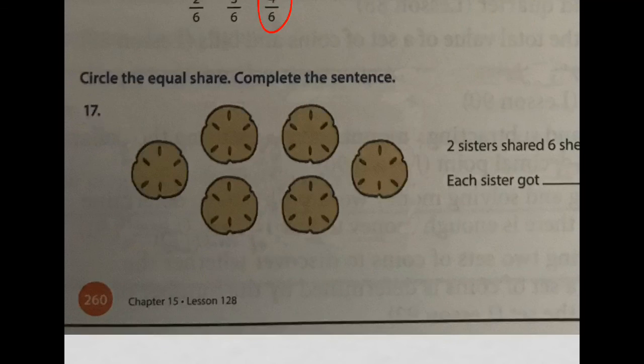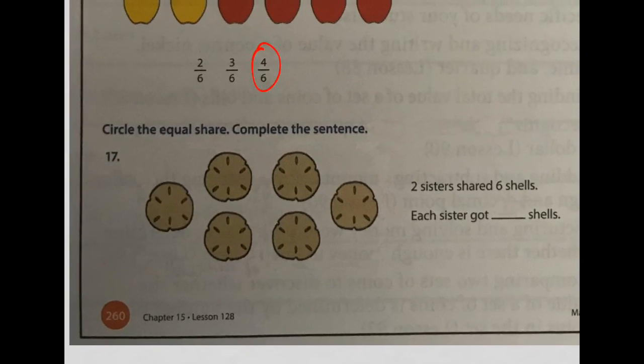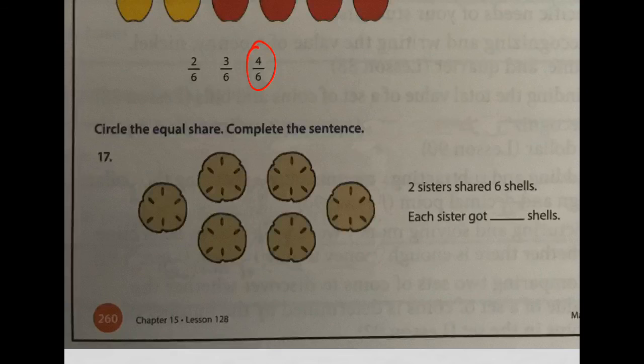Okay. And then 17. This is where you have to create equal shares. 2 sisters shared 6 shells. How much did each sister get? Each sister got blank shells. So we would divide these into 2 groups. Sometimes your eye can just see it, and sometimes it's a little harder, but this group might be a little bit easier. But there's 1, 2. So sister 1 got this group, sister 2 got that group. Each sister got how many shells? 3.